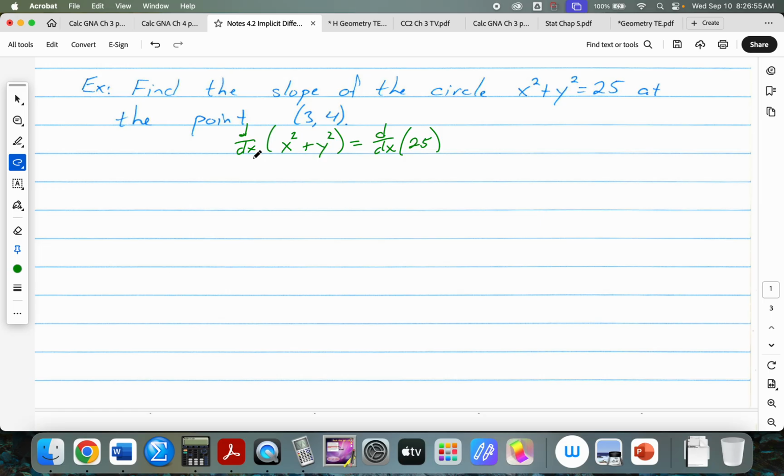So the derivative with respect to x of x squared, the variable matches what I'm taking the derivative with respect to, so I'm just taking the derivative. Derivative of x squared with respect to x is 2x. Plus, here the variable does not match what I'm taking the derivative with respect to, so I have to apply the chain rule to that. So I'm going to take the derivative of the y squared using the outer part, that'll be 2y to the first, times the derivative of the inside part, which will be dy dx.